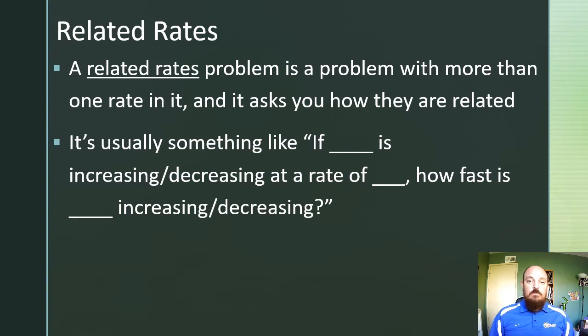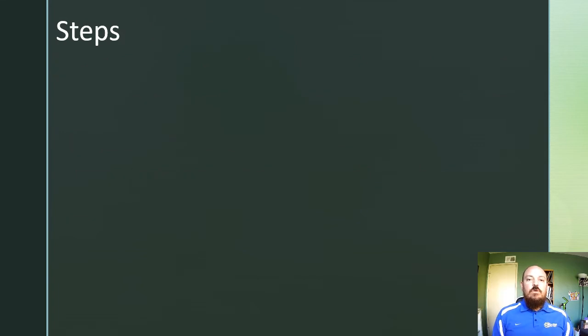They are word problems, and they are a very important part of Calculus 1. So when you get to the AP test at the end of next year, you're going to see some related rates questions on that. So here are the steps to a related rates question. I'm going to go through nice and slowly. It's a little bit complicated.